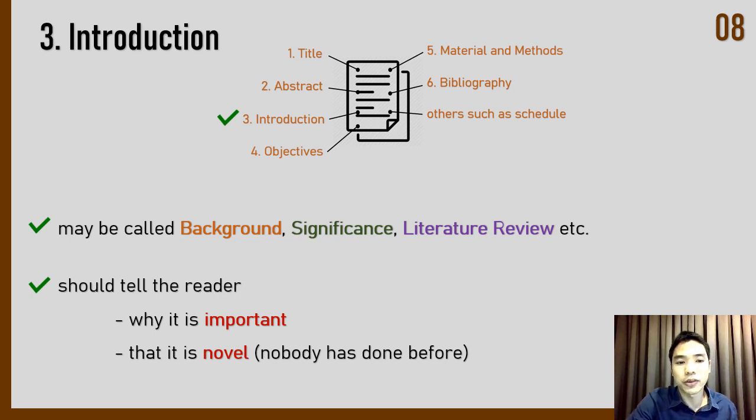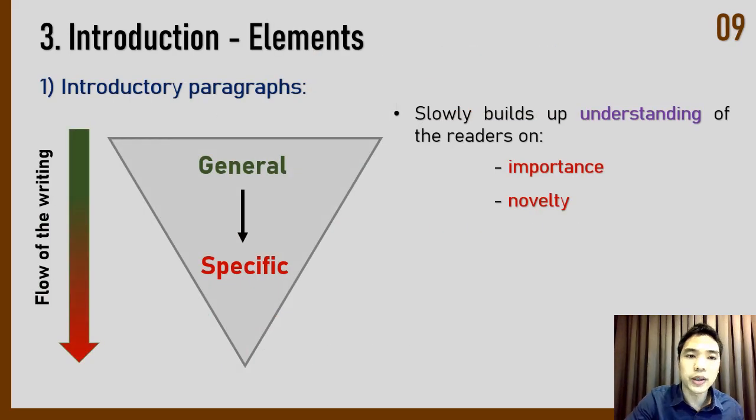This part could also be called background, significance, literature review, and so on. In this part, you should tell the reader why your research is important and whether your research is new or nobody has done it before. So writing a good introduction is a little bit tricky. We can start by knowing some elements that should be included in the introduction.